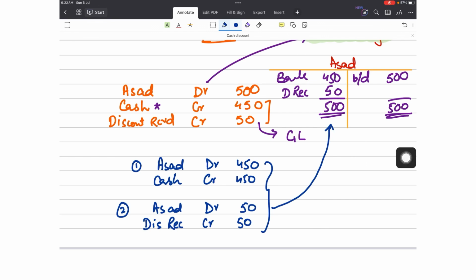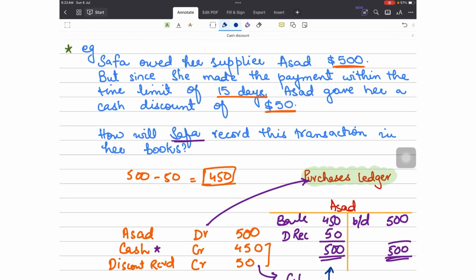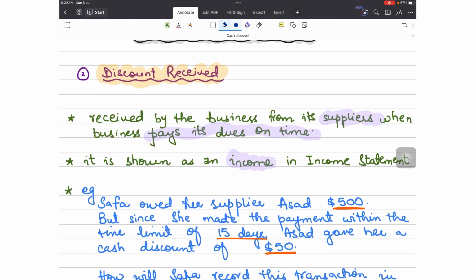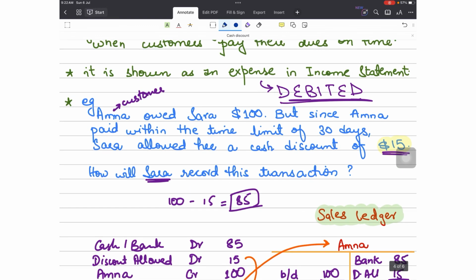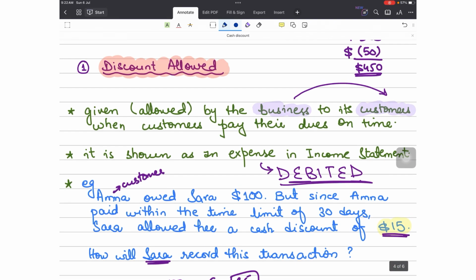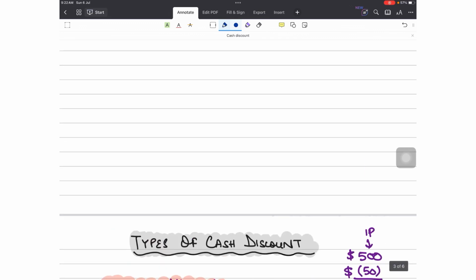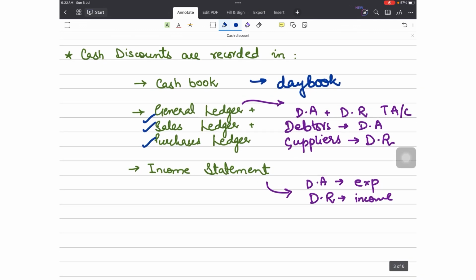So what we need to remember about cash discounts is that there are two types of cash discounts: discount allowed and discount received. Discount received is an income for the business which we get when we are clearing our dues on time, and discount allowed is an expense which we offer to our customers. They are recorded in the day book, which is the cash book. Then they are recorded in the T accounts as well. They are reflected in the general ledger because discount allowed and discount received accounts are kept in the general ledger. In the sales ledger we record discount allowed, which is against the customers, and in the purchases ledger we record discount received, which is against the suppliers.